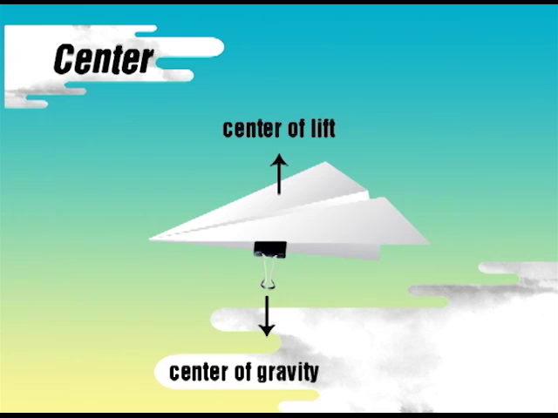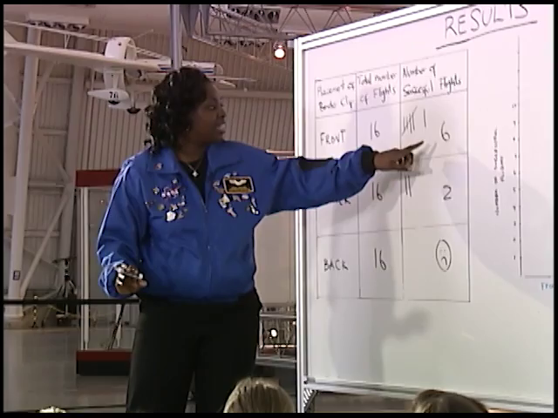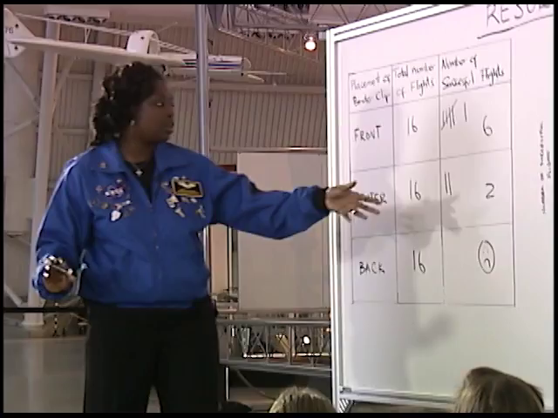Now the back, with the binder clip in the back, we have a lot of weight in the back. So now our center of gravity is more to the back, and that's why it had that nosedive kind of thing. So look at this. We actually hypothesized that it would be in the center. That's what our hypothesis said. But it shows that it's in the front.